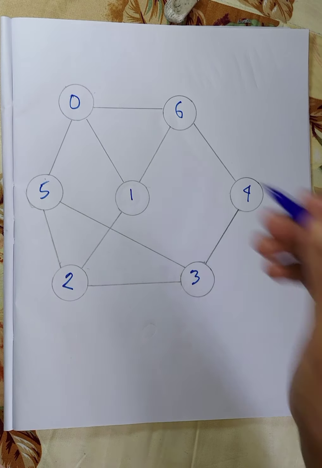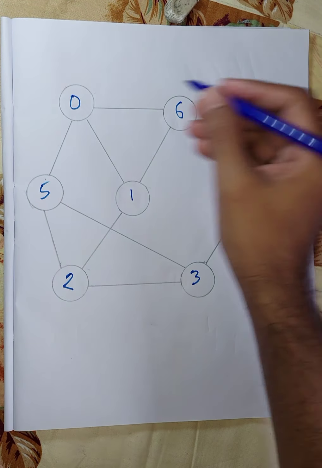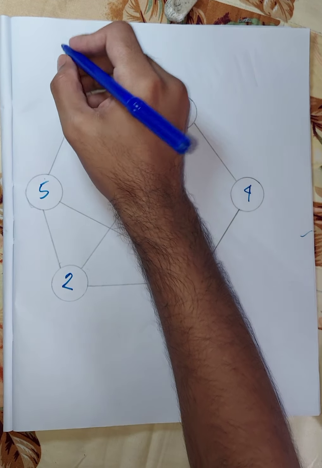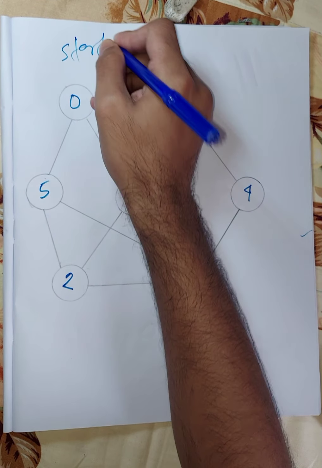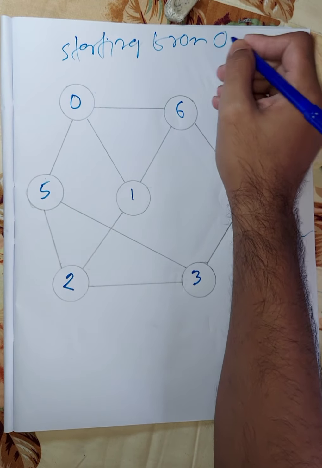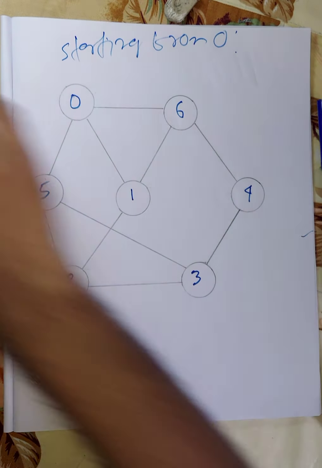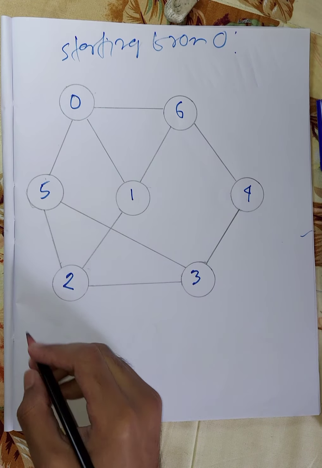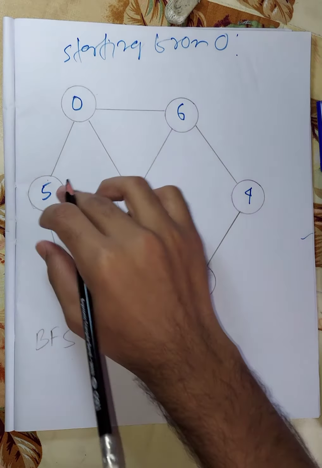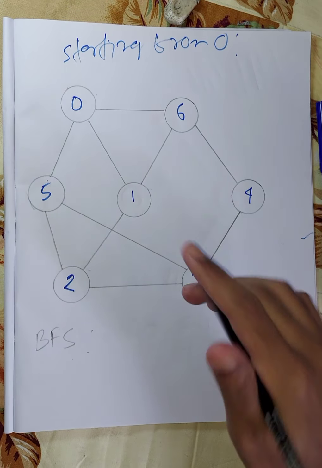So first here I'm going to start from the vertex 0. So starting from 0, here I'm going to write the BFS traversal.